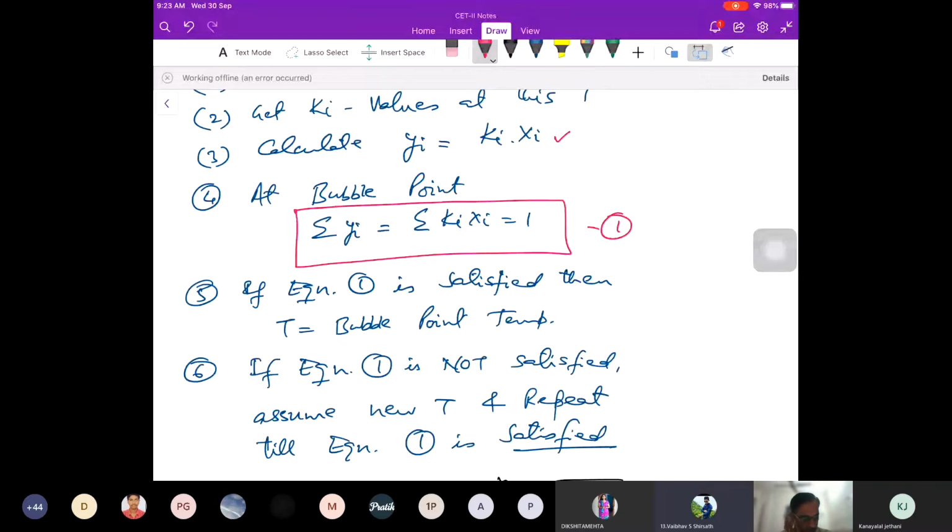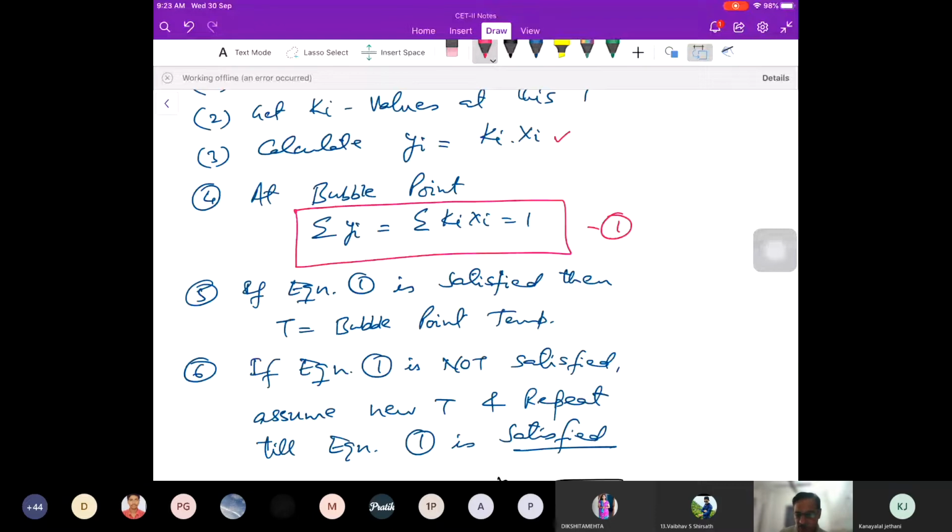सर, Xi known होगा ना? XI is given. बोला ना मैंने, XI is known. ओके सर.